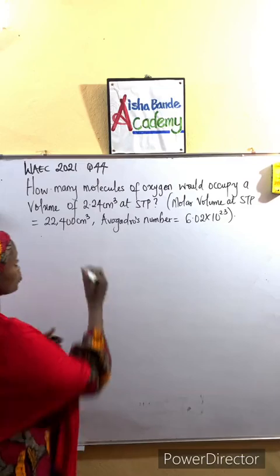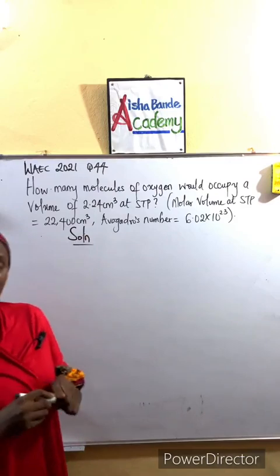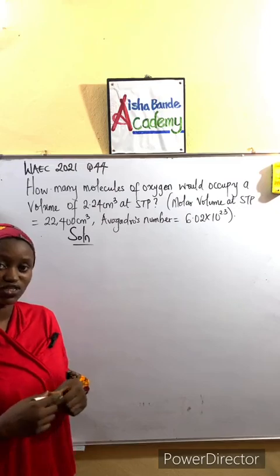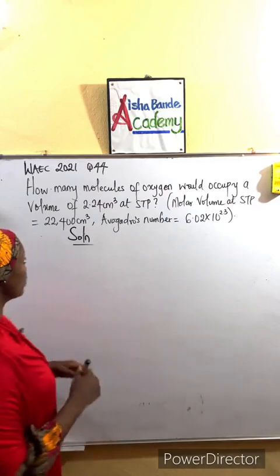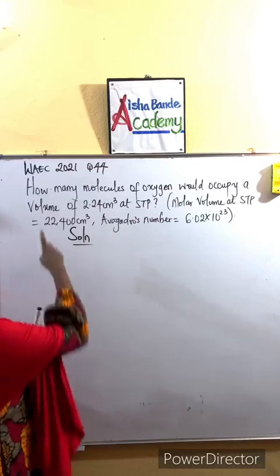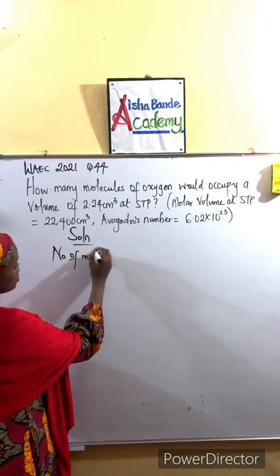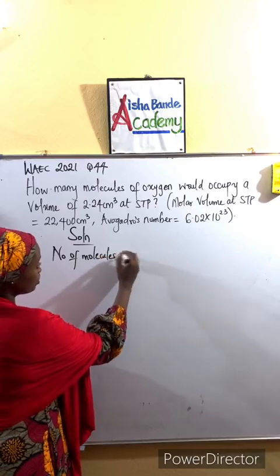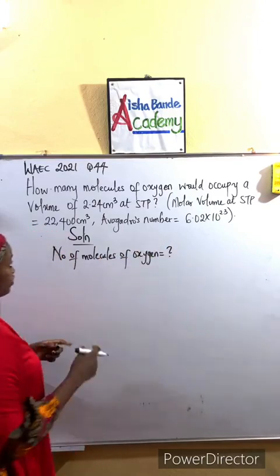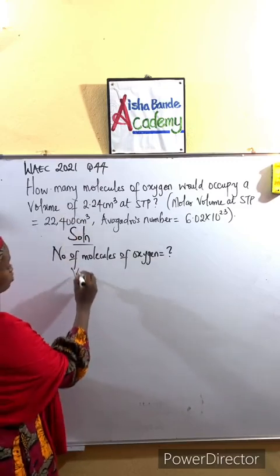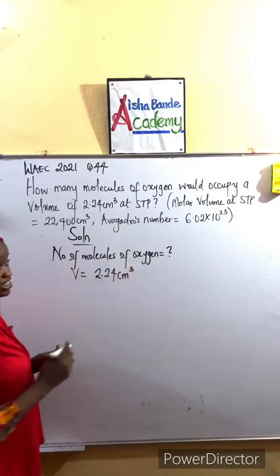So for us to begin solving this question, and as I say always, the first step is to bring out your parameters. The parameters guide you on how to solve the question and how to know the correct formula to use in tackling any question that has been given. So it says how many molecules of oxygen will occupy a volume. So we are looking for the number of molecules of oxygen. That is the unknown from the question. Reading further, the volume it occupies is 2.24 cm3 at standard temperature and pressure.